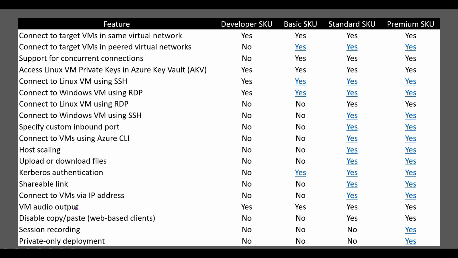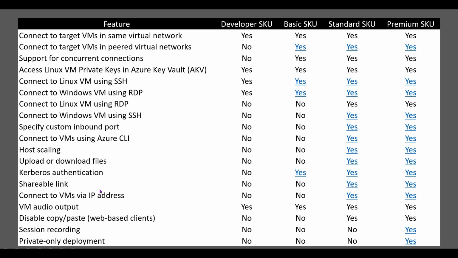And you can also get the audio output of your virtual machine in all the different SKUs. And there are many different options that it does not support. You can connect to Linux, and you can connect to Windows using RDP in the Developer SKU. And in the Standard SKU, you also have the option to connect to a Windows VM using SSH. That's interesting, right? Command line connection to Windows Server is also supported in the Standard SKU and the Premium SKU.